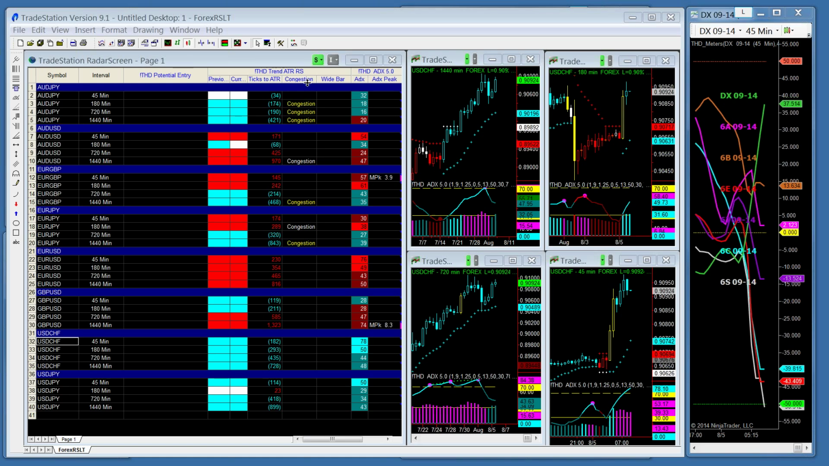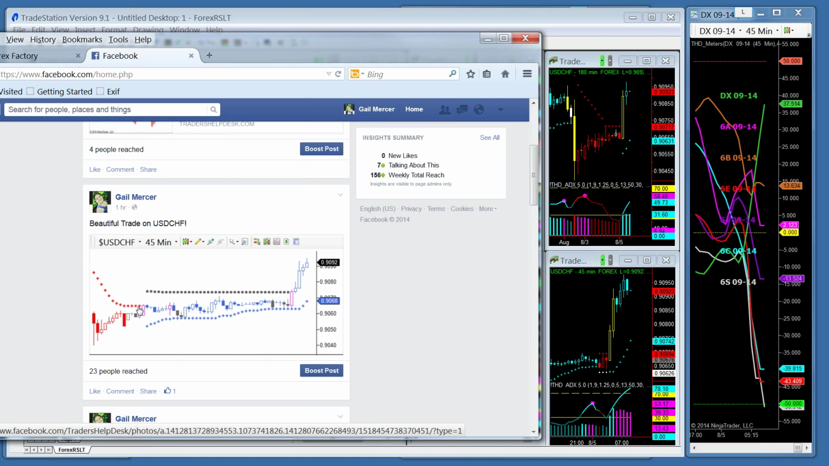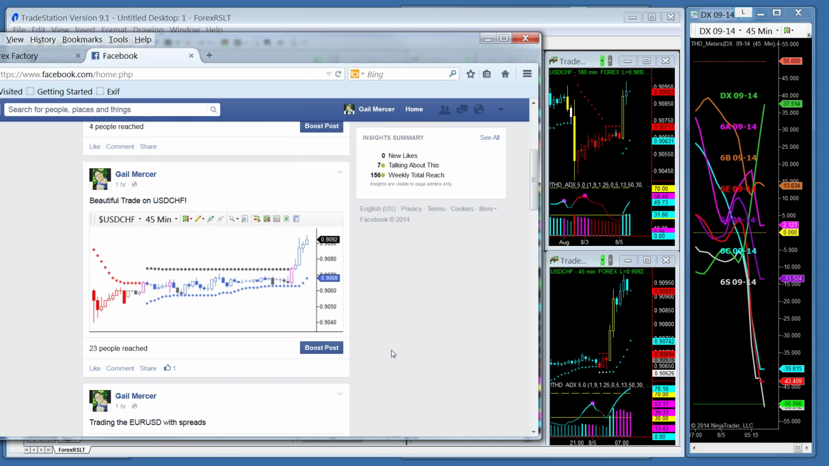Earlier this morning I posted, I believe on my Google Plus page or my Facebook page, let me see if I can bring that up real quick. We had a really beautiful Swiss franc trade, and do you see how it was in a congestion area? That would have been highlighted in the radar screen, so you would know that you were right at the ATR, so you would just analyze the volume.